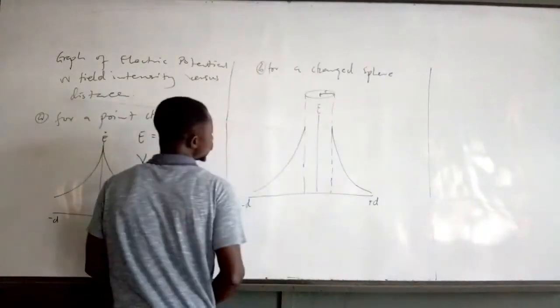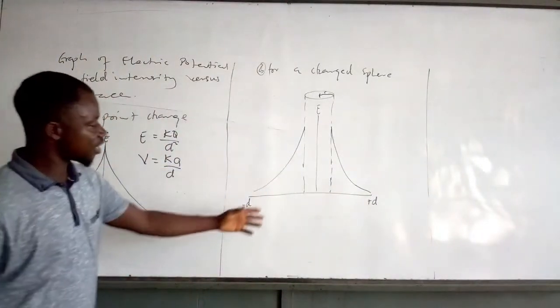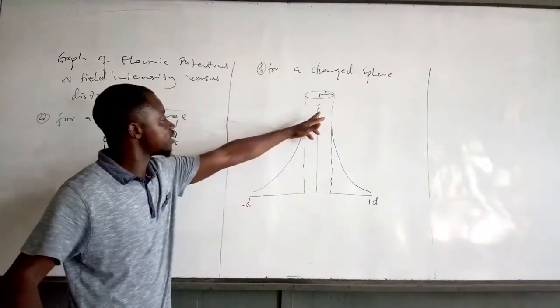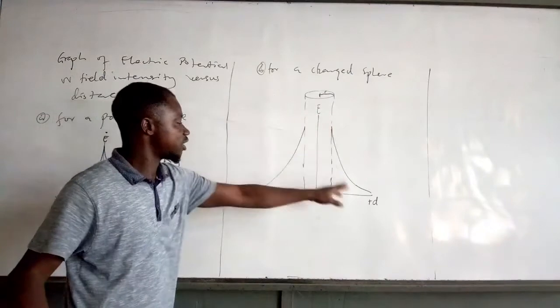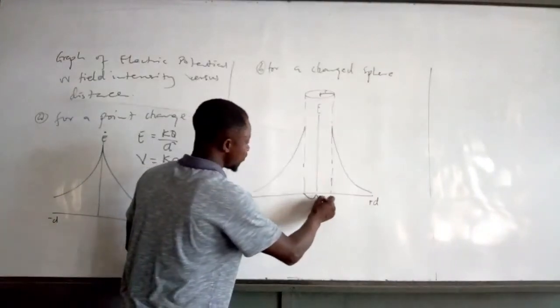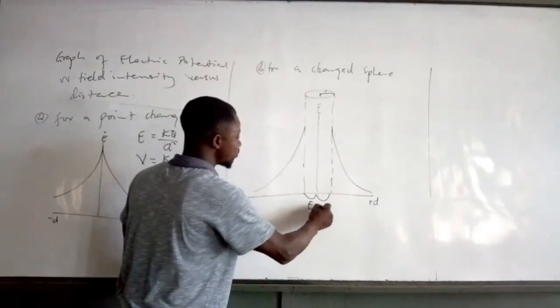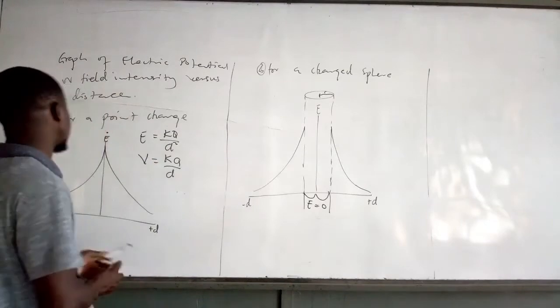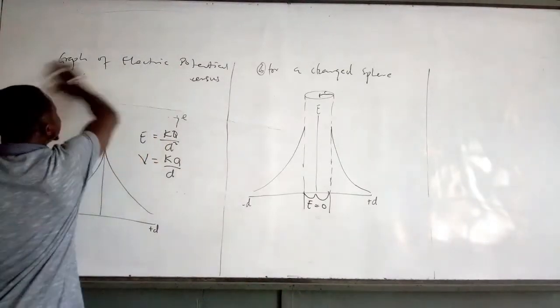Good. So that is the graphical representation of electric field intensity or electric potential versus displacement. Take note that the resultant field intensity here is 0. E is equal to 0. All right? That is within the charged sphere. E is equal to 0.